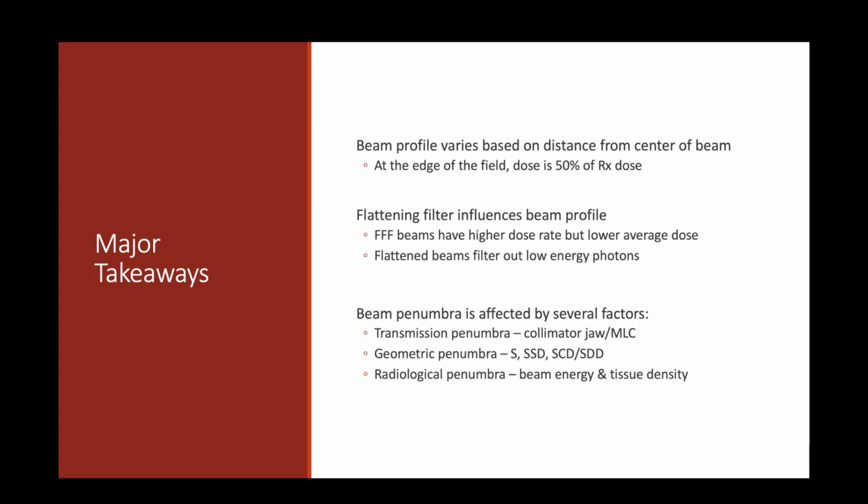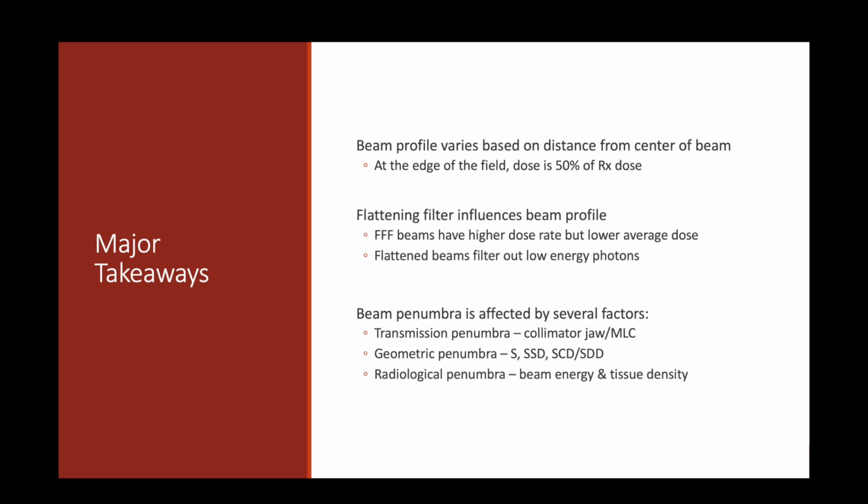So this was a lot talking about sort of that horizontal profile of our beam. So here's a quick recap of everything that we discussed here. Our beam profile varies based on the distance from the center of the beam. And importantly, we need to know that at the edge of our field, the dose is going to be 50% of our prescription dose. Our flattening filters are going to influence our beam profile. So flattening filter-free beams have a higher dose rate, which makes them more efficient for delivering radiotherapy, especially stereotactic radiation, so the treatments can be faster because of that higher dose rate. But if we think about their average dose, it's actually a lower average dose.